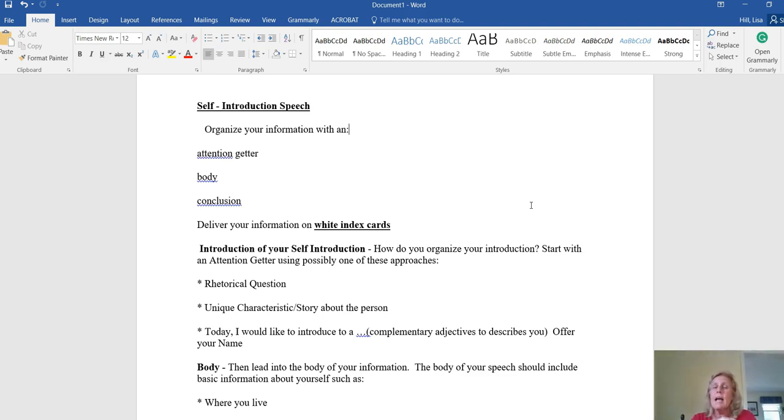Introduction, body, and conclusion. You're going to see as we proceed in the class that we have many elements in a structured speech. But for this speech, for your self-introduction, in the introduction of your speech, you want to gain our attention. You want to provide an attention getter. This is part of what I'll be grading you on.